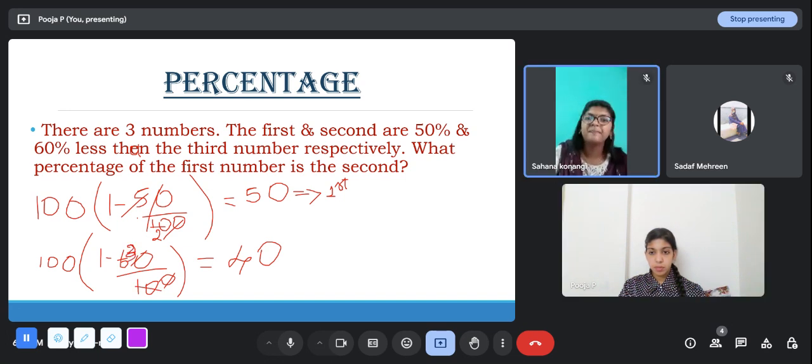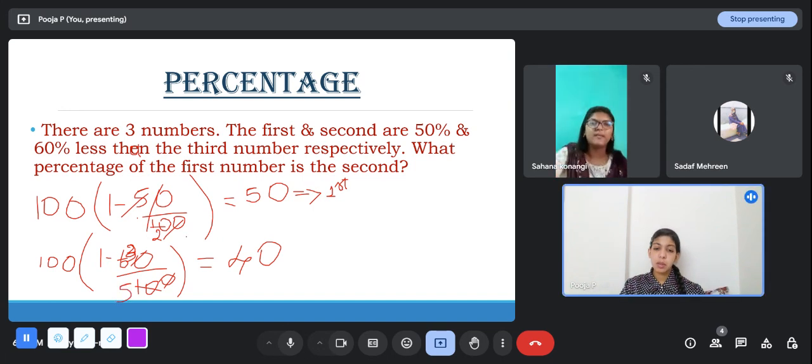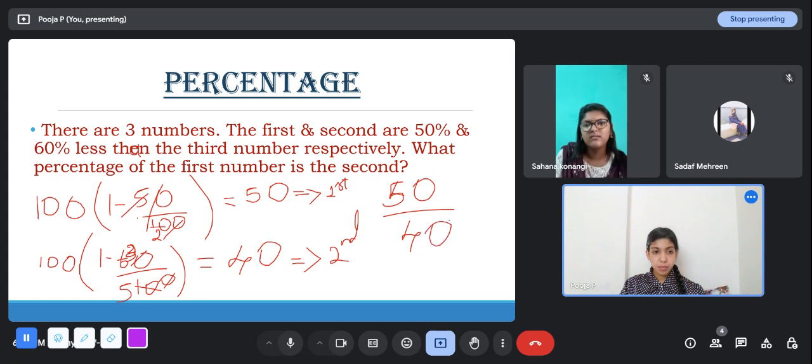You will get it as 3 by 5. So 1 minus 3 by 5. So this is your second number. Now they have asked the percentage of the first number. By what percentage of the first number is the second number? For this, you will just have to divide the first with the second, just to get the ratio, so you will know the percentage of it. So it's technically 50 by 40 into 100 because they've asked the percentage.